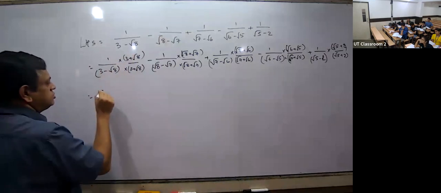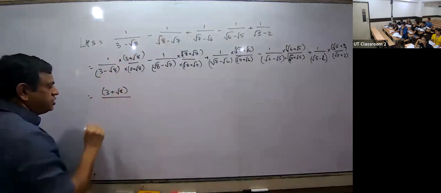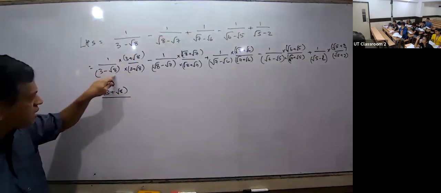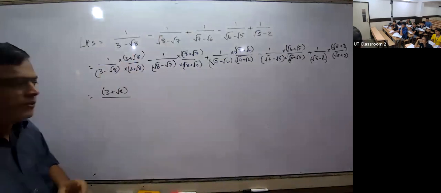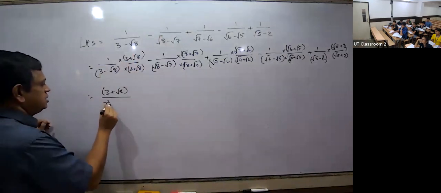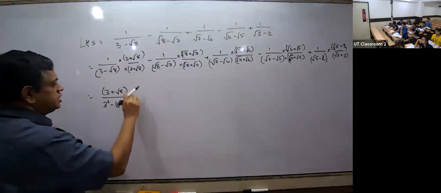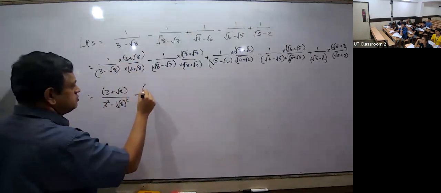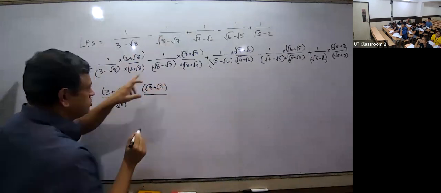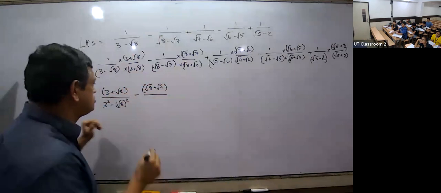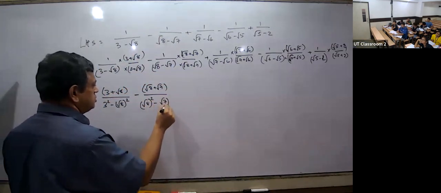This is 1 into 3 plus root 8, which is 3 plus root 8. Denominator is what? A minus B, A plus B. What is A minus B, A plus B? A square minus B square. Hope all of you followed. Now, second one, minus in bracket root 8 plus root 7. What is of the form A minus B, A plus B? A square minus B square.